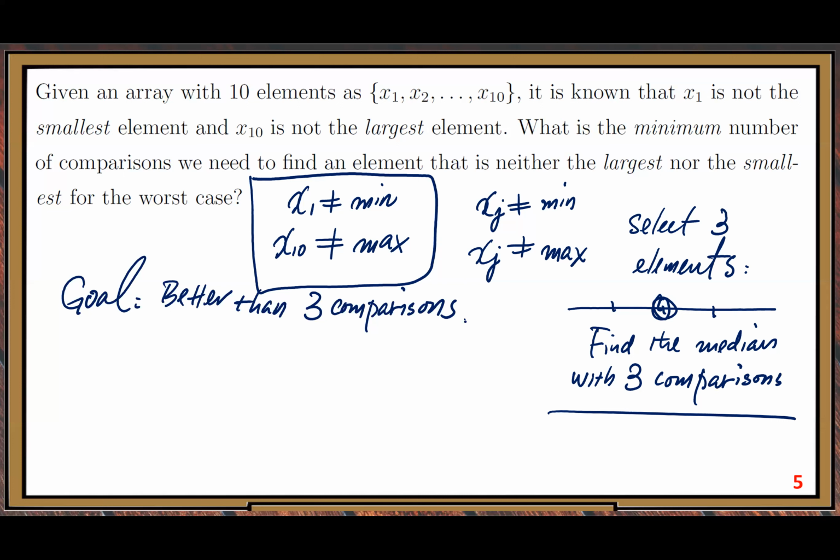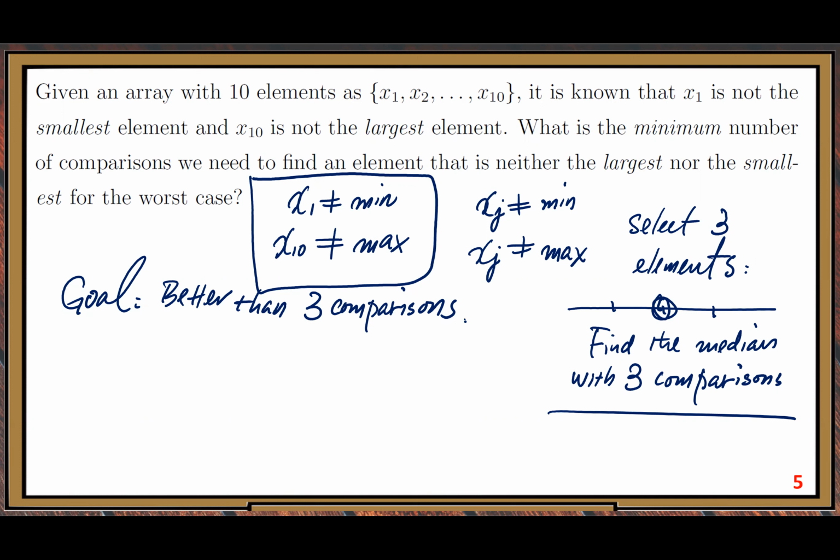Can we use 1 or 2 comparisons to find the answer there? So here in your mind, your target is 1 or 2. Is 1 possible? If not possible, 2. But not 3.